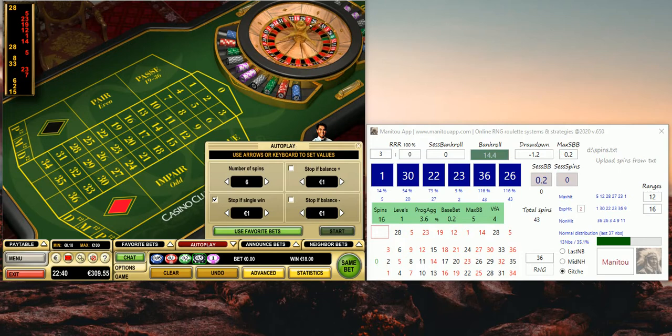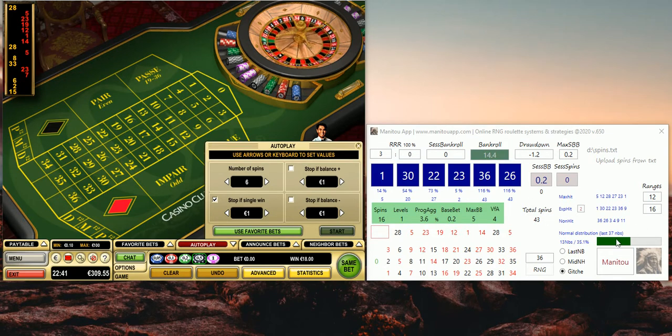But let's see how the whole session will look. As you know, Manitou App was in the past a really successful app, and you can find a lot of information about it on manitouapp.com. This is the newest version, which I'm updating a bit. So let's see how the session looks.